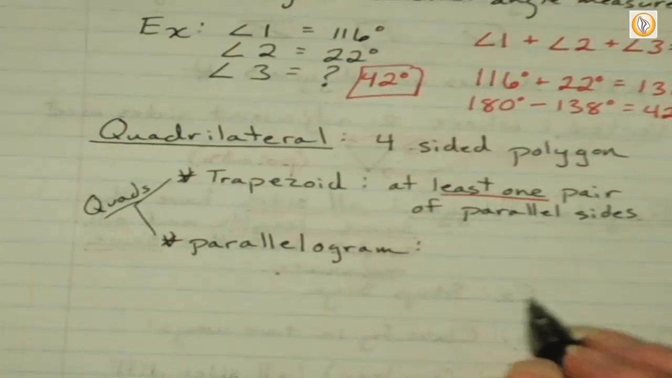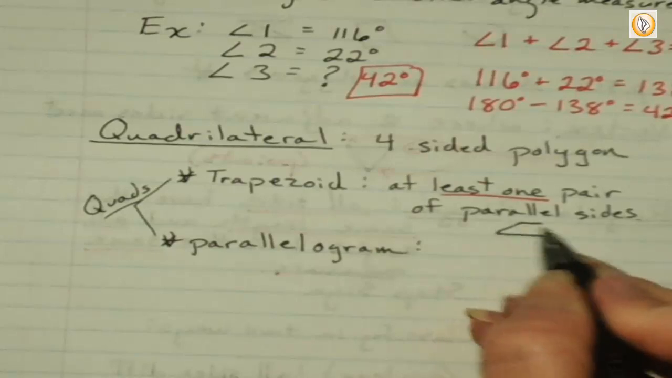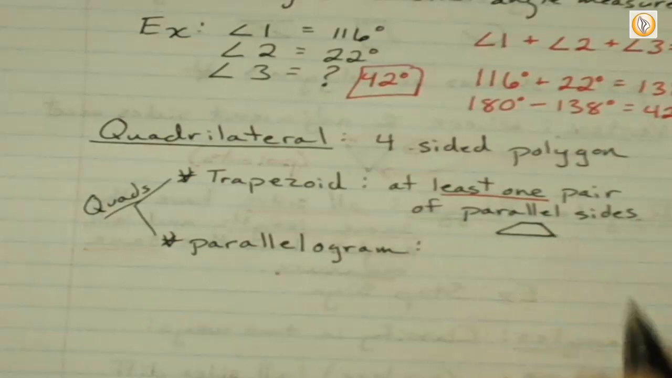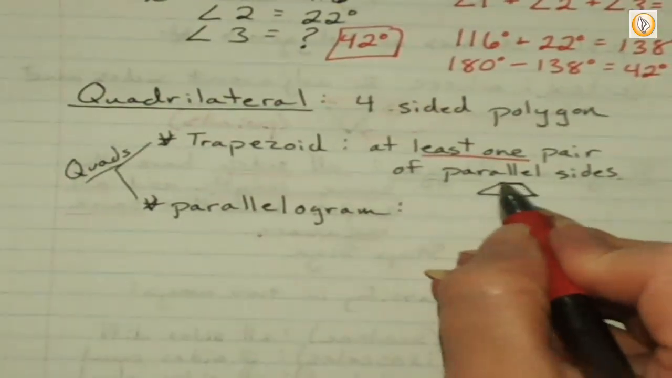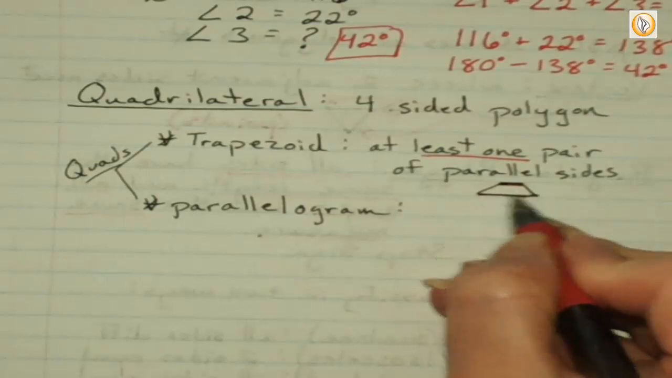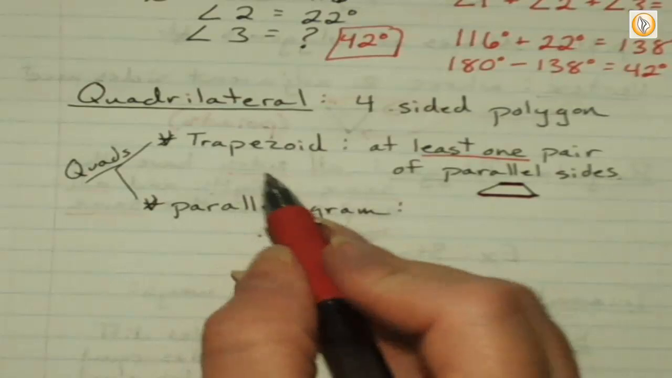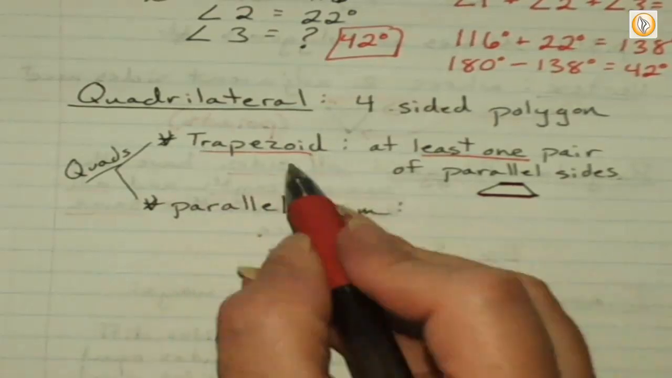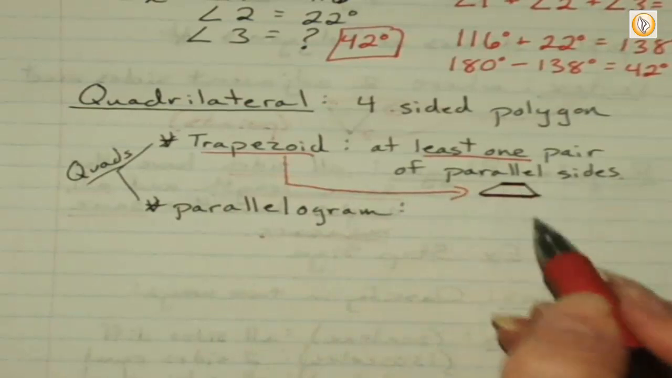And an example would be this guy. So you see, this side and this side are parallel. So that is a trapezoid. One pair of parallel sides.